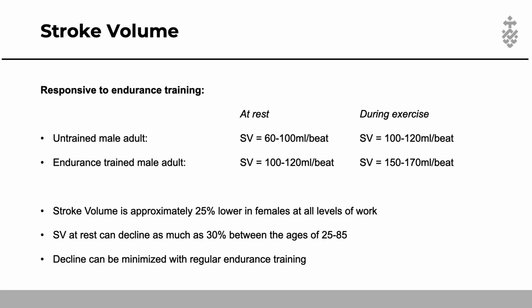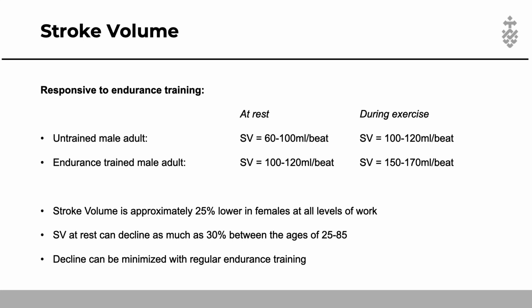Now, we've got a couple of figures here. We're looking at untrained versus endurance trained, and we're also looking at the stroke volume at rest versus during exercise. So for the untrained adult, the at-rest stroke volume can be anywhere between 60 to 100 mils per beat. And during exercise, this would then increase to 100 to 120 mils per beat. Now, for someone endurance trained, they can eject more blood at rest and during exercise. So they're more efficient in circulating blood throughout the body. They can pump out more blood and circulate that oxygen faster.